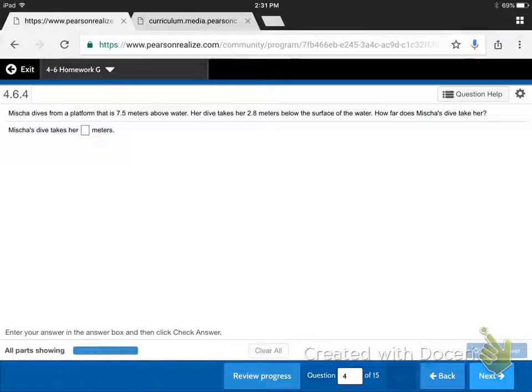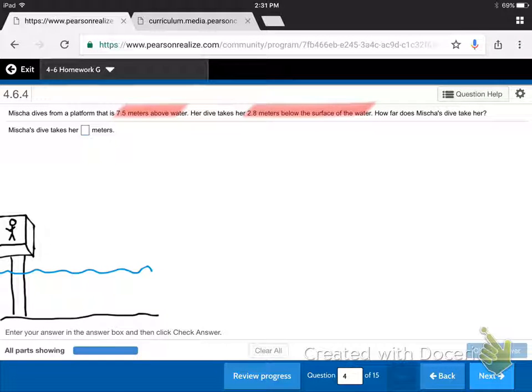All right, here's another problem. Mishka dives from a platform that's 7.5 meters above water. Her dive takes her 2.8 meters below the surface of the water. How far does Mishka's dive take her? So for problems like this, I think it's helpful to draw a picture. So here's the important information: 7.5 meters above the water, 2.8 below the surface after the dive. So here's a little platform, here's the water, the black line at the bottom is the bottom of the water. We didn't need to draw that in, but I think it's helpful for you to visualize it.